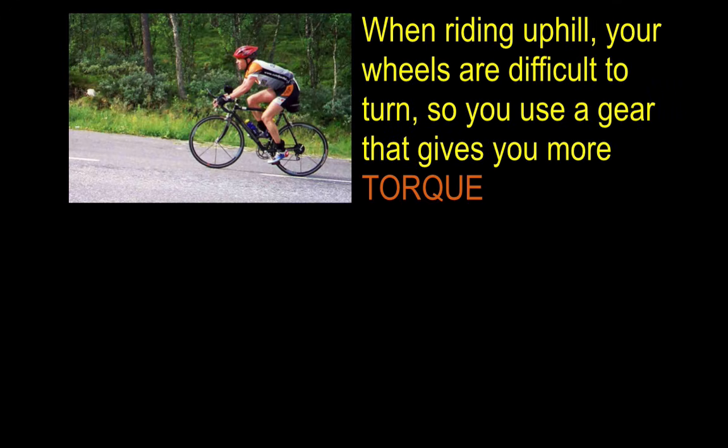Okay, what we're going to talk about real briefly is an example that uses these. So bikes have different kinds of gears. When you ride uphill, your wheels are difficult to turn, so you're having a hard time pedaling. So you actually want to use a gear that gives you more torque. And I'm not a bike expert, so I can't tell you if it's first gear or 10th gear, but you would use a gear combination that creates more torque.